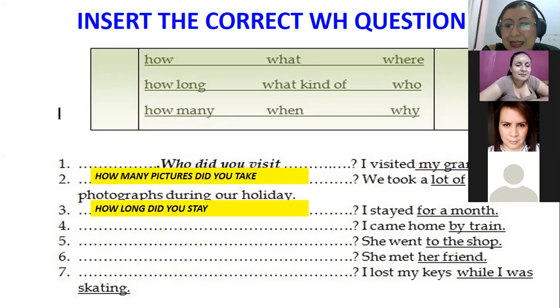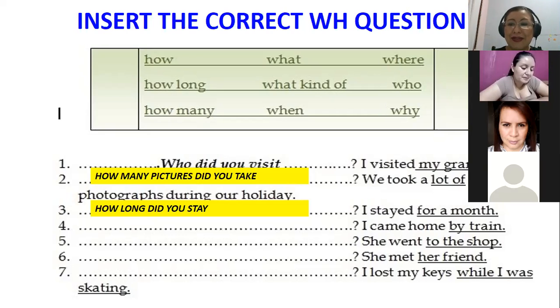How did she met. Who era? Who? Es who. Ajá, who. Estamos dormidas. Sorry. Don't worry. A veces es bien difícil confundir how with who. Yo sé qué pasa. A mí me ha pasado a veces. Don't worry, Carlita. Ok, entonces sería who did she meet. She met her friend. She met her friend.